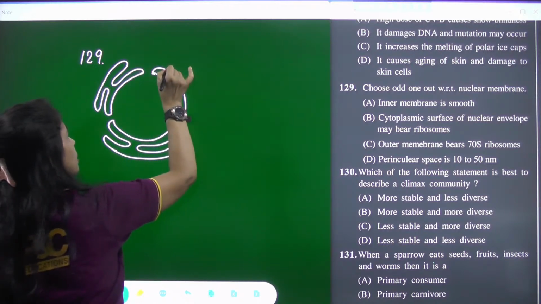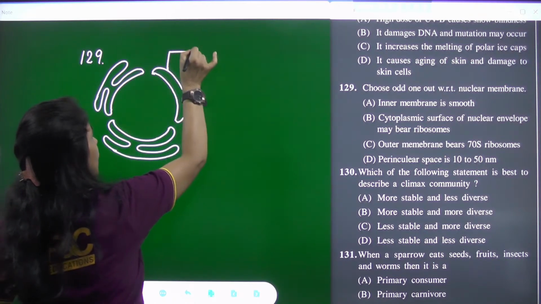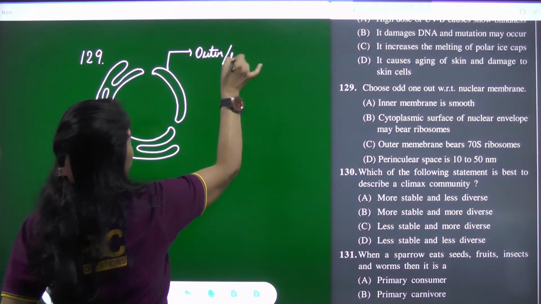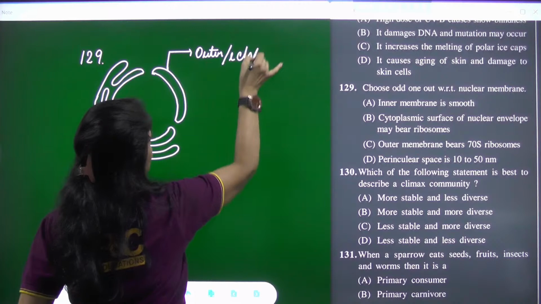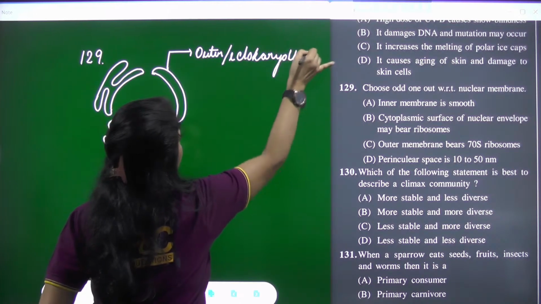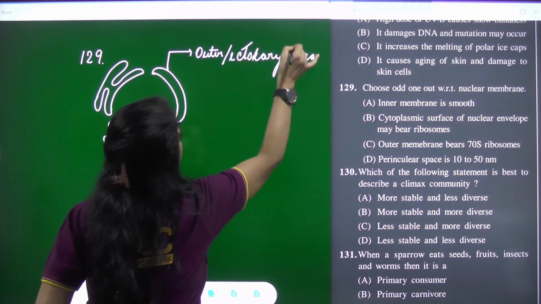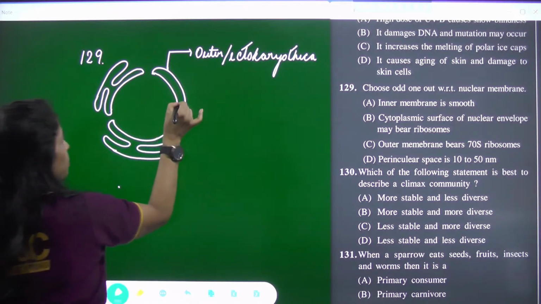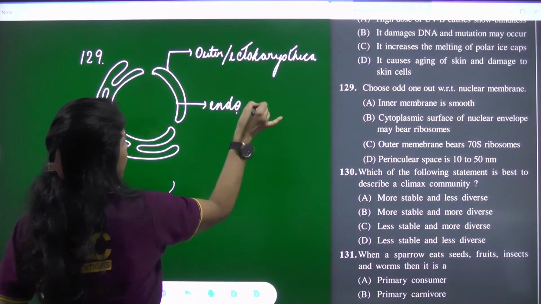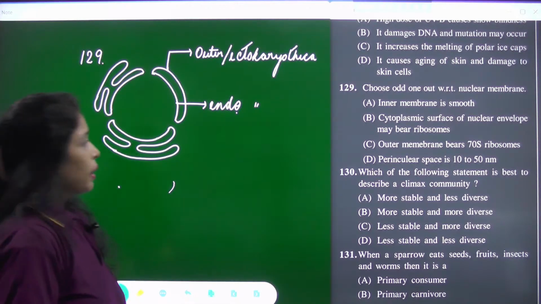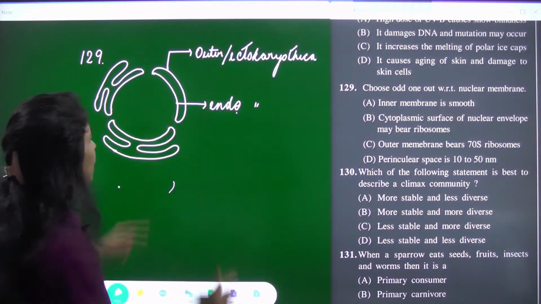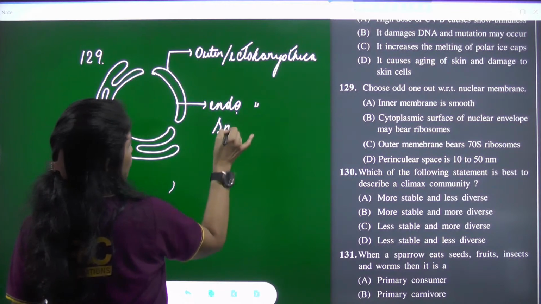ये हो गया outer membrane, outer nuclear membrane. This is ectokaryotheca. Inner nuclear membrane, this is एंडोकैरियोथिका. सो क्या दिया हुआ है? इनर मेम्ब्रेन इज स्मूथ. यस, इनर मेम्ब्रेन एंडोकैरियोथिका ये स्मूथ है, करेक्ट.